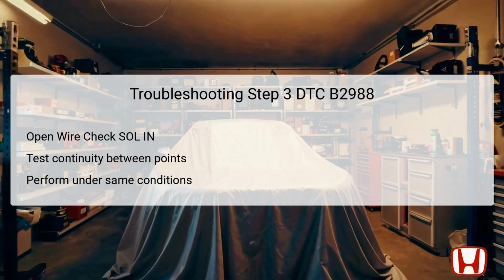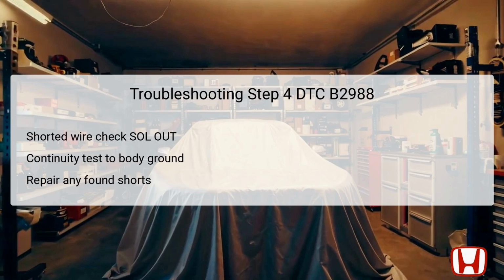Testing continuity under these conditions eliminates any potential interference that could skew results. If continuity is observed, it suggests that the SOL IN wire is operating correctly, allowing the technician to proceed further with diagnostics. However, a lack of continuity indicates an open circuit in the SOL IN line, requiring the necessary repairs to ensure the effective functioning of the AC solenoid circuit.